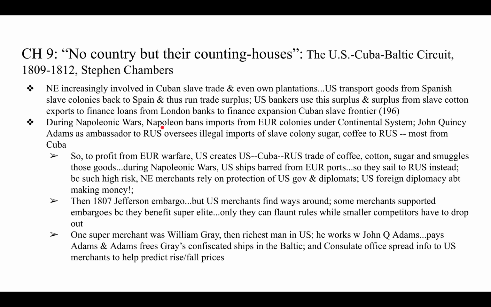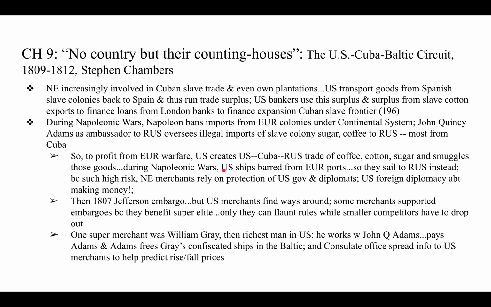But there's some important political history here that influenced this. During the Napoleonic Wars, Napoleon banned imports from European colonies under the continental system. John Quincy Adams was the U.S.'s ambassador to Russia, and he oversaw the illegal import of slave colony sugar and coffee to Russia, which mostly came from Cuba and then would be funneled into Europe through Russia. So to profit from European warfare, the U.S. creates a U.S.-Cuba-Russia trade of coffee, cotton, and sugar, and smuggles those goods to Europe during the Napoleonic Wars.